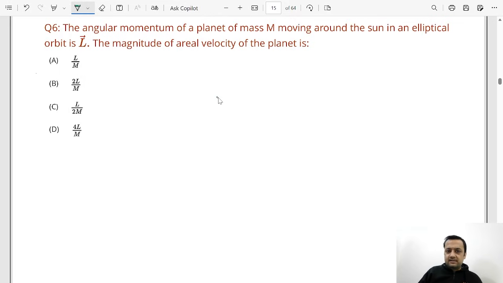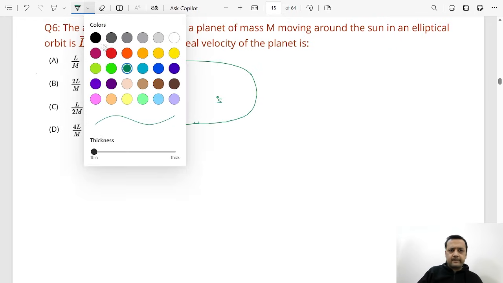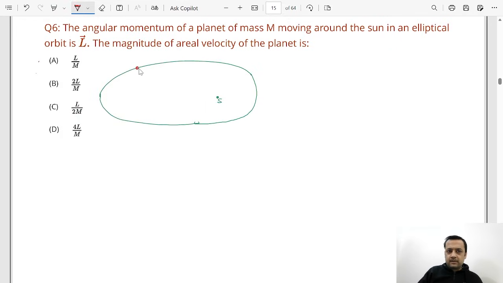Imagine that this is the sun, and let us say this is the trajectory of a planet. You can take Pluto, Earth, Mars, Jupiter, whichever is your favorite planet. So let's take Mars.